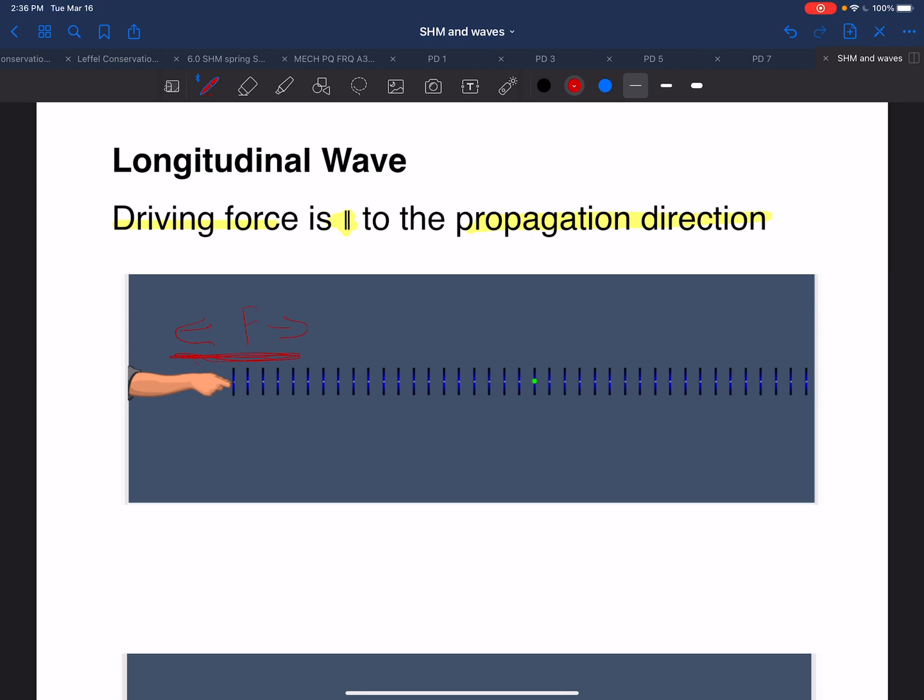And the velocity of the wave is going to be in the same direction. Driving force back and forth, and the velocity is propagating in that direction. The driving force is parallel to the direction of propagation.